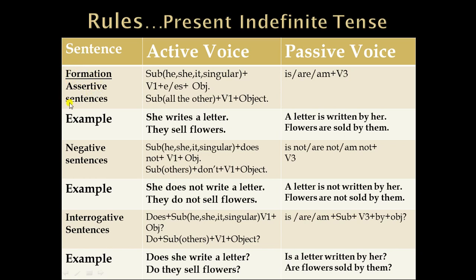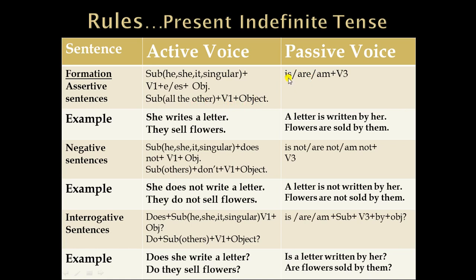In present indefinite tense, you can see that I have mentioned the assertive sentence, when it is written in active voice, what is the formation of it? Now, when you see the sentences of present indefinite tense written in active voice, they are written like this: subject. If the subject is he, she, it, or singular, then only the first form of the verb is written with s or es, followed by the object. But if there are other subjects, for example, if there is I, we, you, they, or plural, then only the first form of the verb is written with the object.